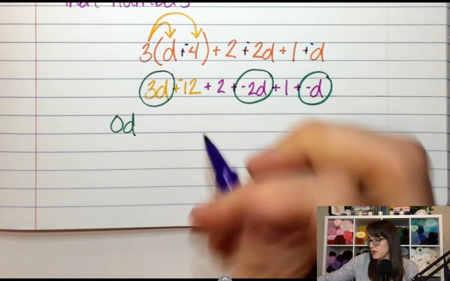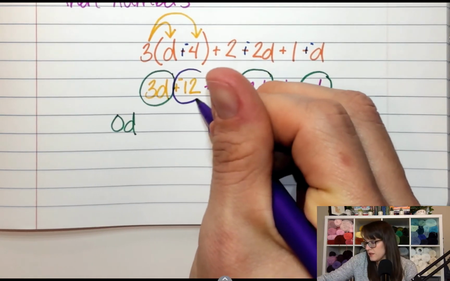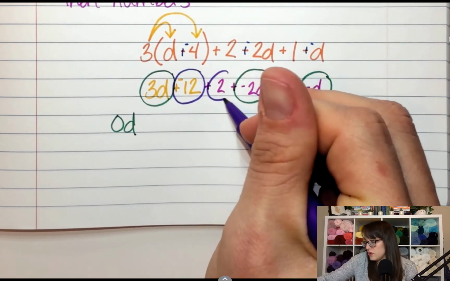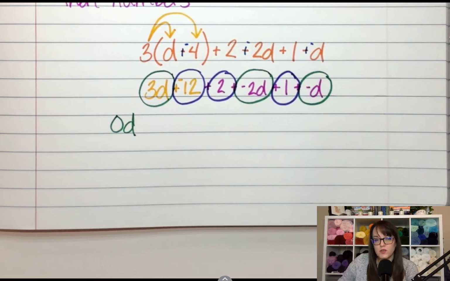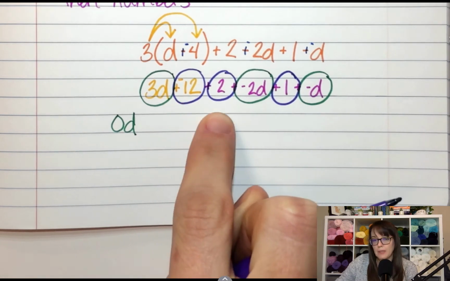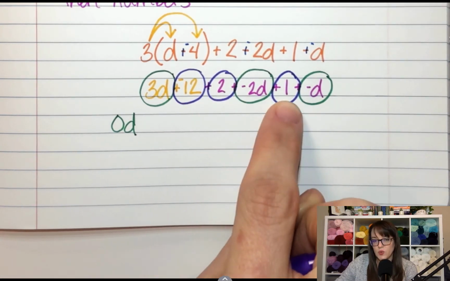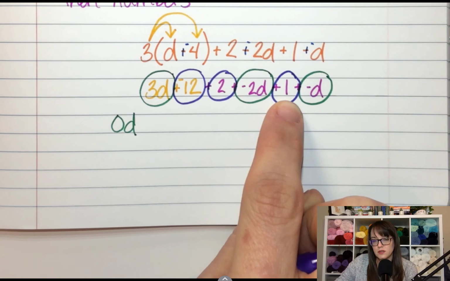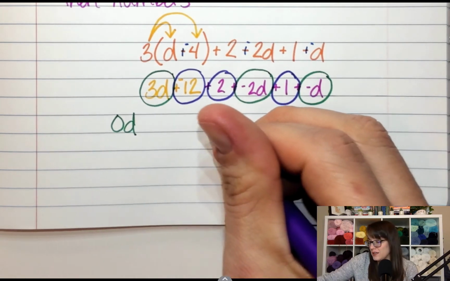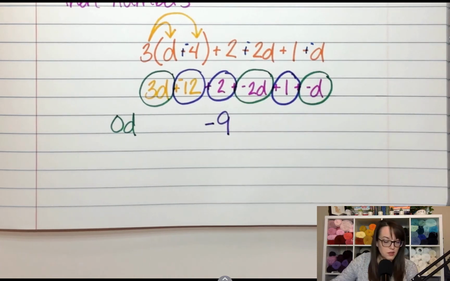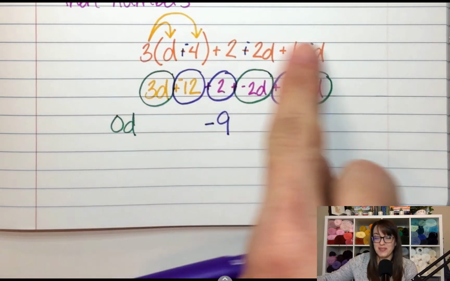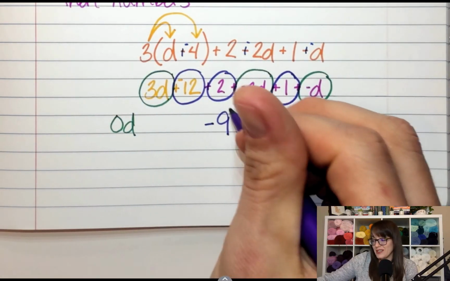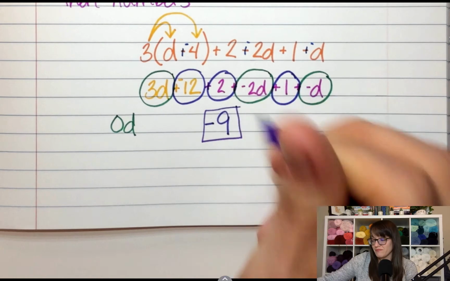All right, and next step. Combine the numbers. So you have negative 12 here, 2, and 1. So what's negative 12 plus 2 plus 1? It'd be a negative 9. So once I've done all this, the mess came out to just negative 9.